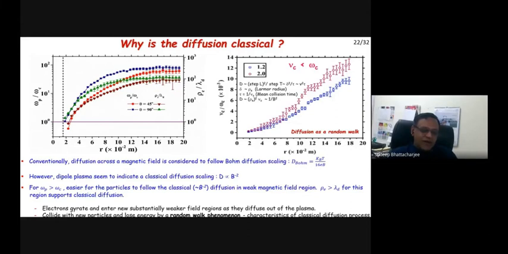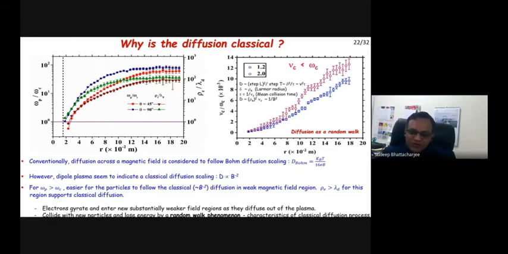If you have omega p always greater than omega c, then it is easier for the particles to follow the classical diffusion in the weaker magnetic field region, because as the particles go outward, they enter the weaker magnetic field region, and the plasma frequency is higher than the cyclotron frequency. Also, we have seen that the Larmor radius is much larger than the Debye length. What happens is written in these two points: electrons gyrate and enter a substantially weaker region as they go out, collide with new particles, and therefore lose energy by the random walk phenomenon. So the classical diffusion actually is a random walk phenomenon.